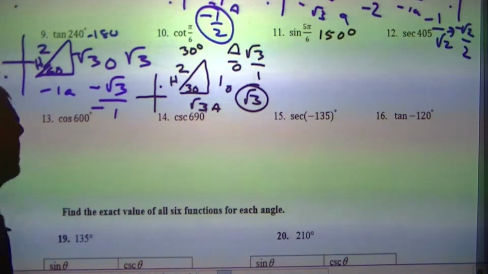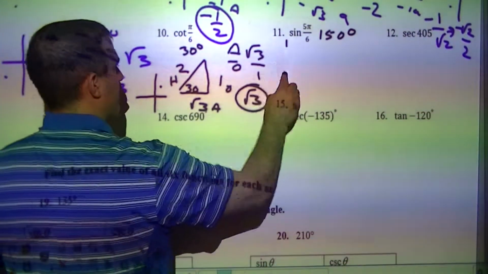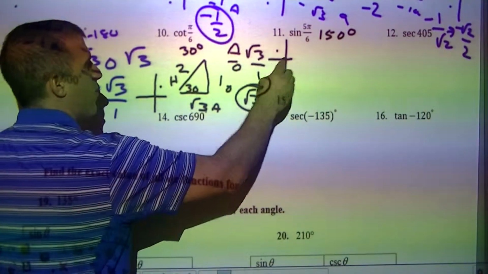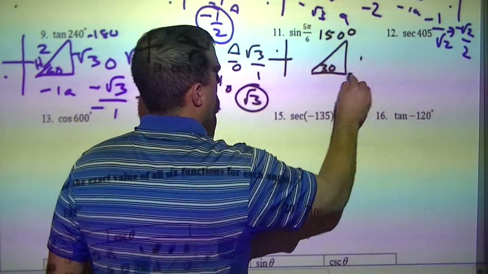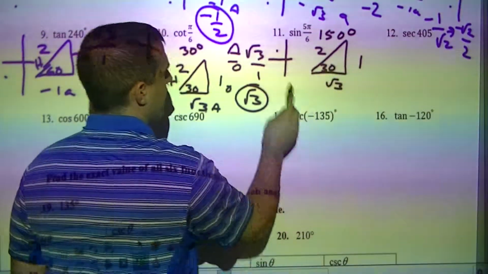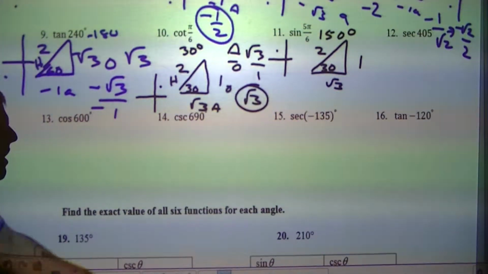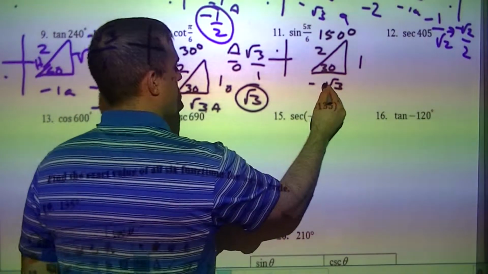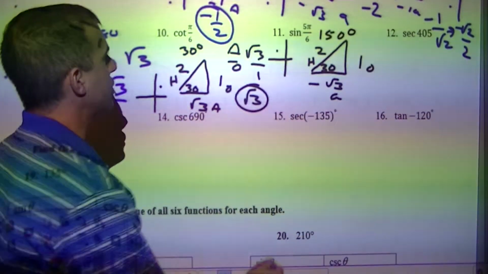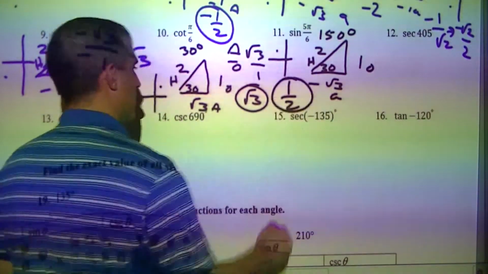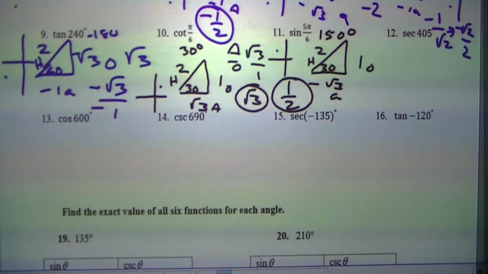Okay? Once again, because 150 is going to be here, I'm still going to 180. So that's going to be a 30-degree triangle. 1, square root of 3, and 2. In this quadrant, the x is negative, which will be this one. Sine is O over H, which is 1/2. Okay? Is 1/2.